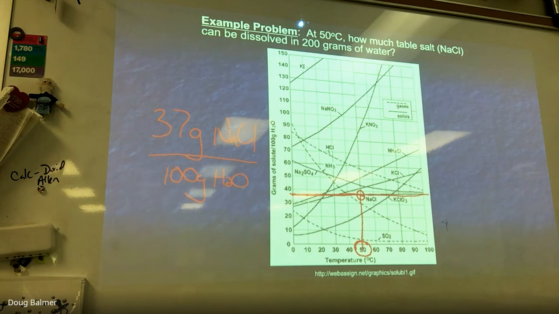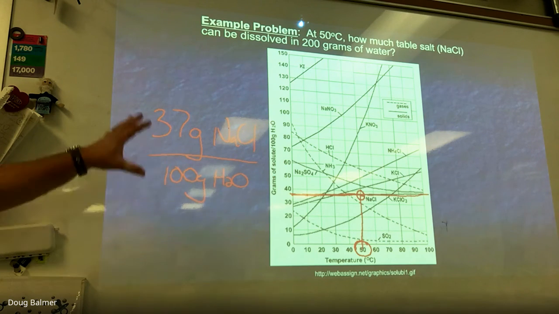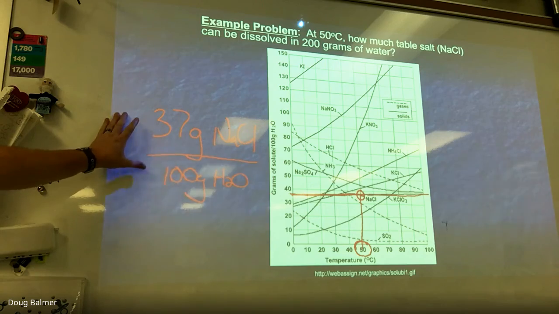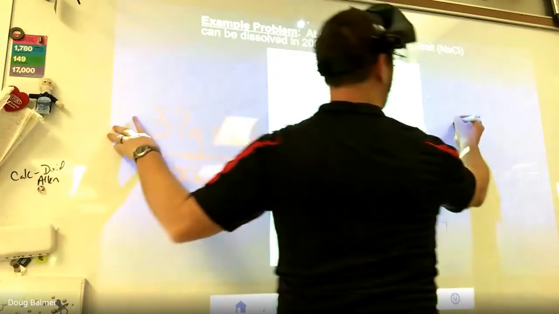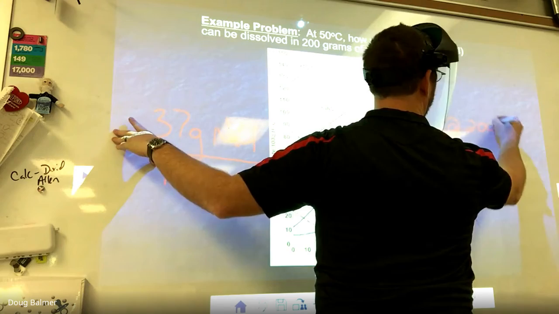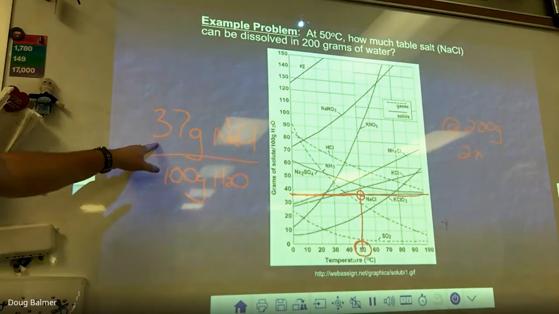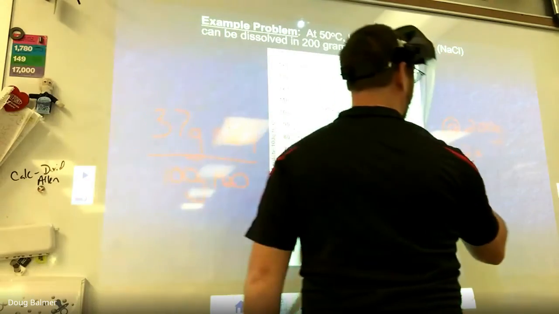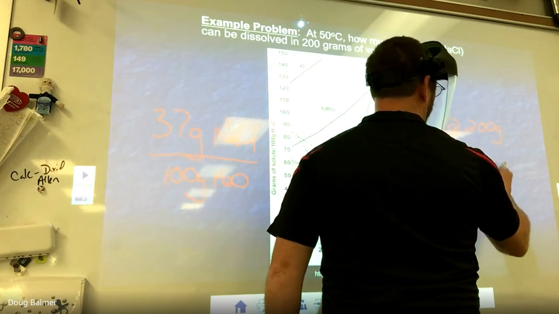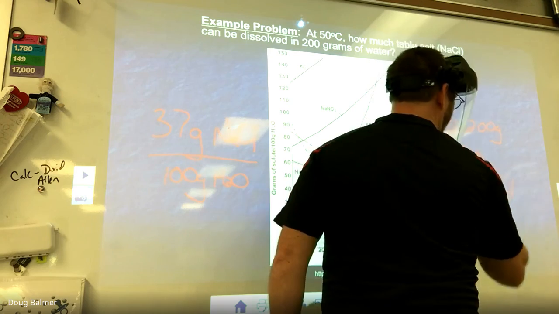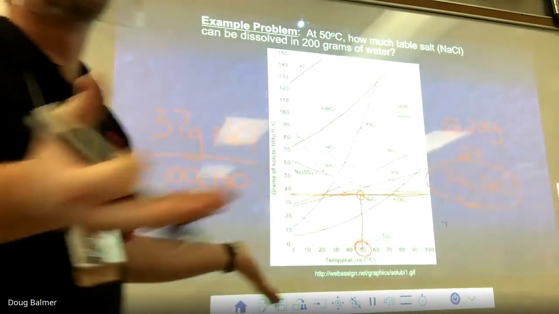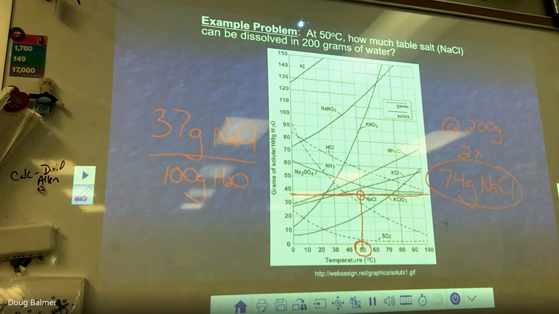At 50 degrees, how much table salt can be dissolved in 200 grams of water? Ooh. Right. So the solubility is the ratio, the fraction. This problem wants to know at 200 grams. So we're going to have to double the answer, which would be what, 74? 74. So the answer is 74 grams of salt. If you go any over that, it's just going to keep settling on the bottom. So you'll have salt water that is saturated and then just clumps of salt on the bottom.